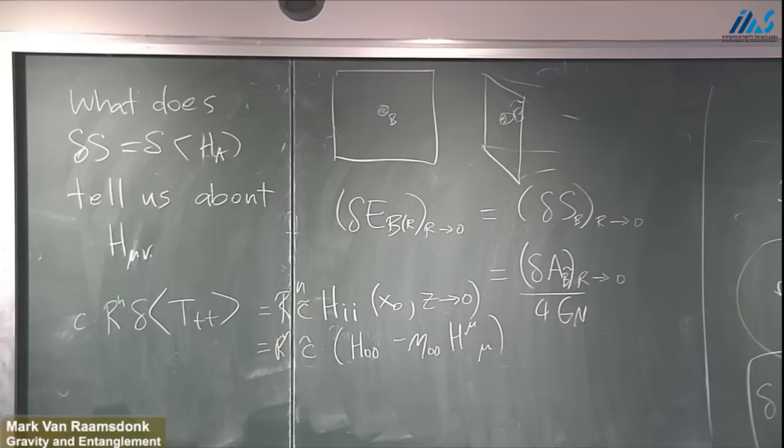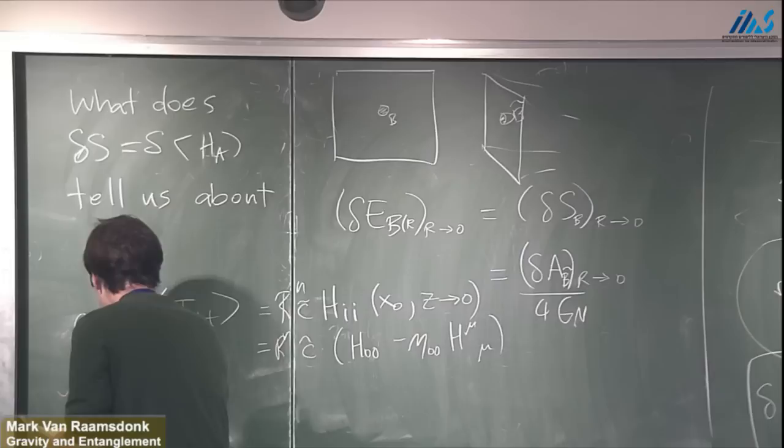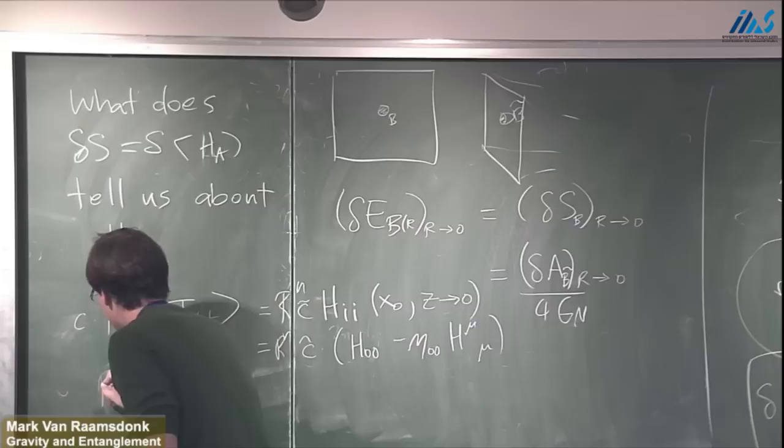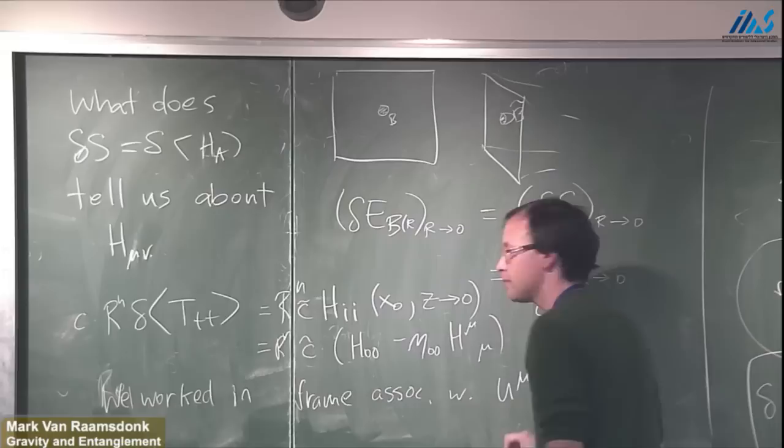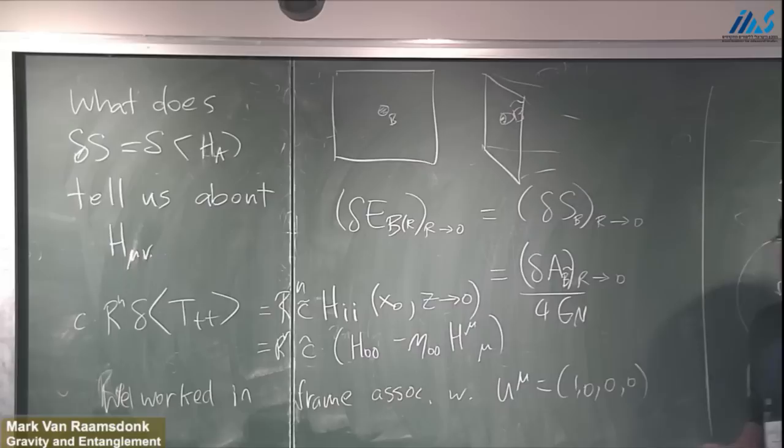And so what that means is, let me re-express this. We could say that we worked in a frame associated with some velocity vector u, the frame of an observer with this velocity vector, which is 0 in all the spatial directions, and then they just have the time.